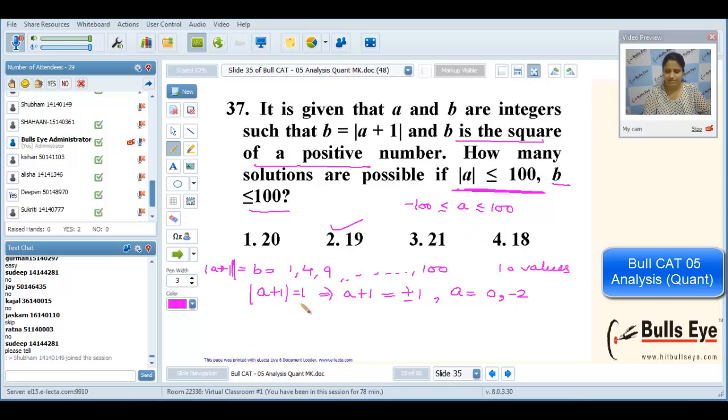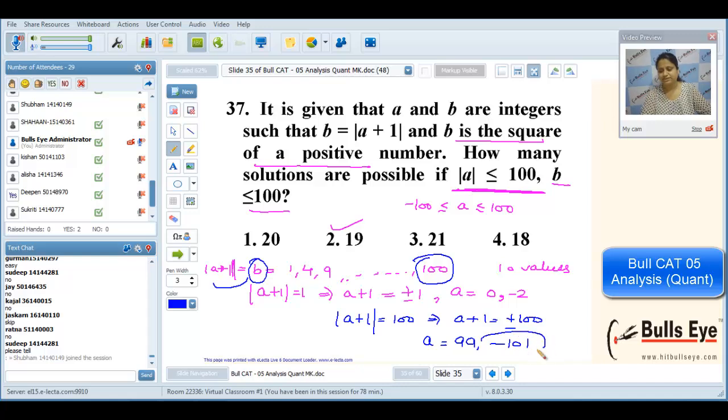So if we take B as 100, what is B? This is mod A plus 1. Mod A plus 1 is 100. It will give you again two values. One value is 99, which is in our range, and one value will be minus 101. That is the problem in this case, because what is the A's range? It will be minus 100 to 100, both inclusive. So minus 101 is not allowed. That's why the second option is the answer. One case is rejected. Is it okay, Sudeep?